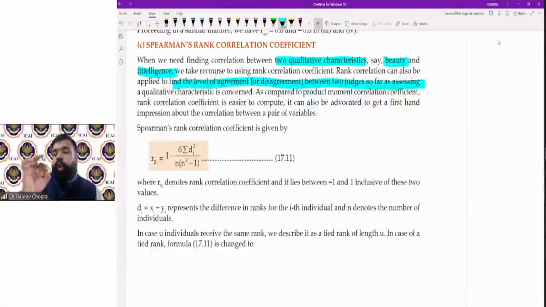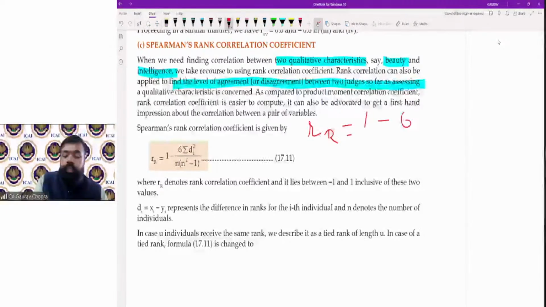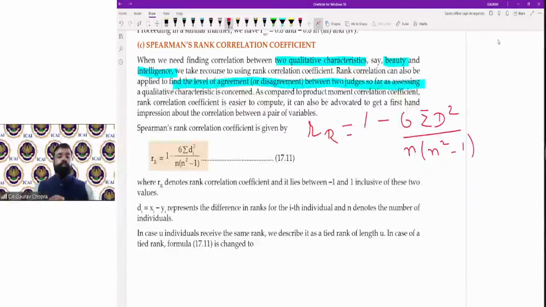Now formula is very short, very easy. The formula is small r, then we are writing capital R. This capital R is for rank. The formula is 1 minus 6 sigma d square upon n into n square minus 1. So this is the simple formula.